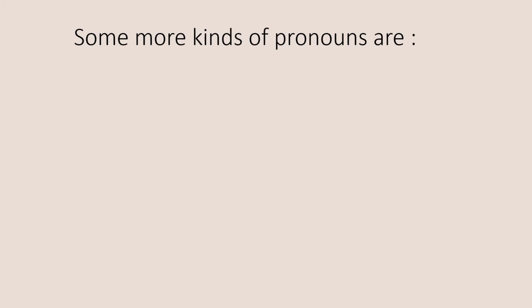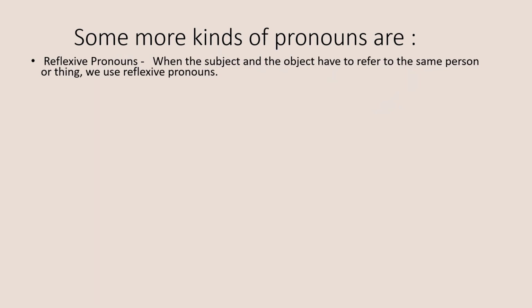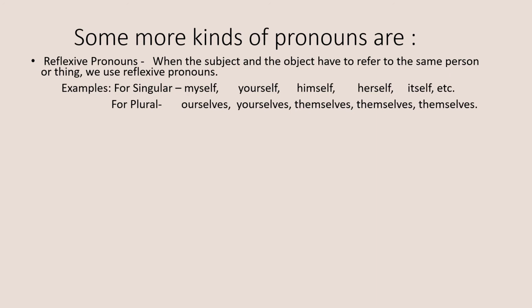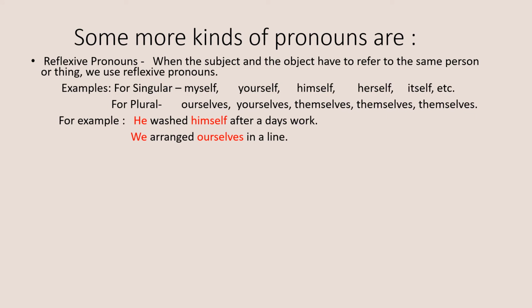Some more kinds of pronouns are reflexive pronouns. What are reflexive pronouns? When the subject and the object refer to the same person or thing, we use reflexive pronouns. See the examples here, singular and plural examples are given. In a sentence, the subject is there, and related to that subject only we have to use the reflexive pronoun.